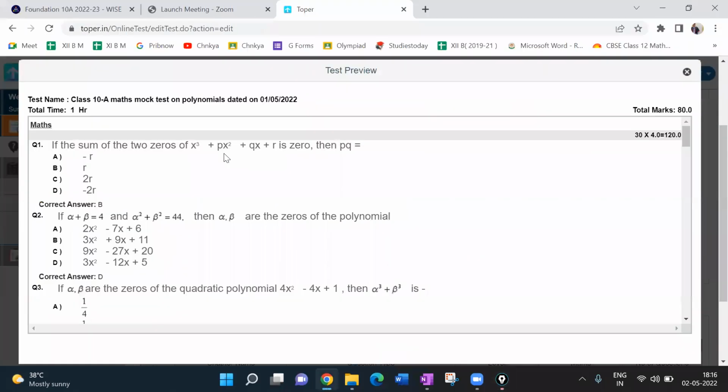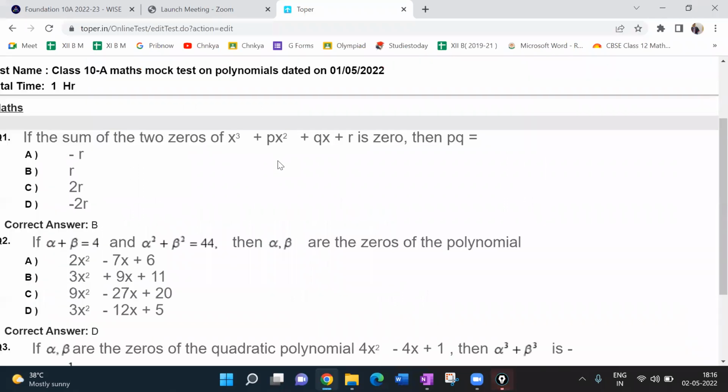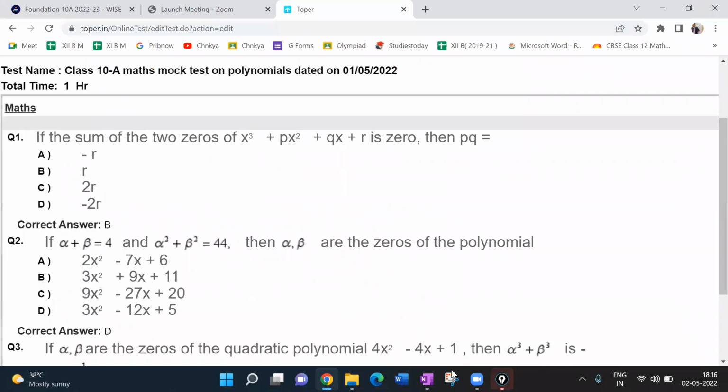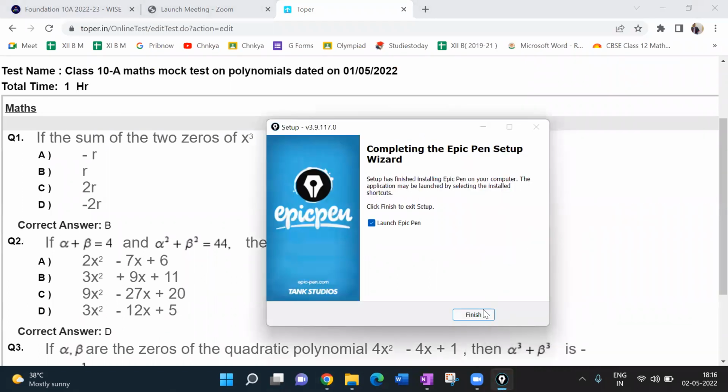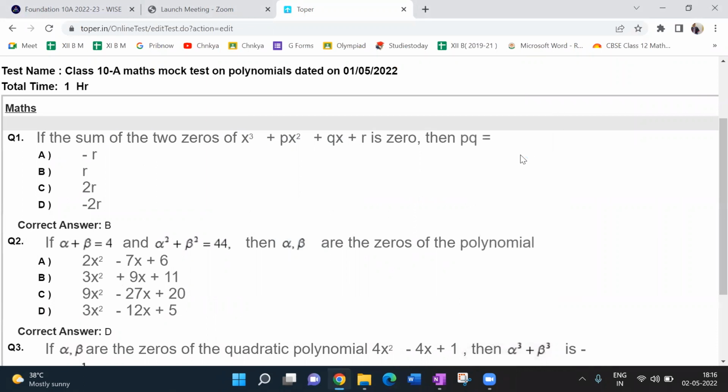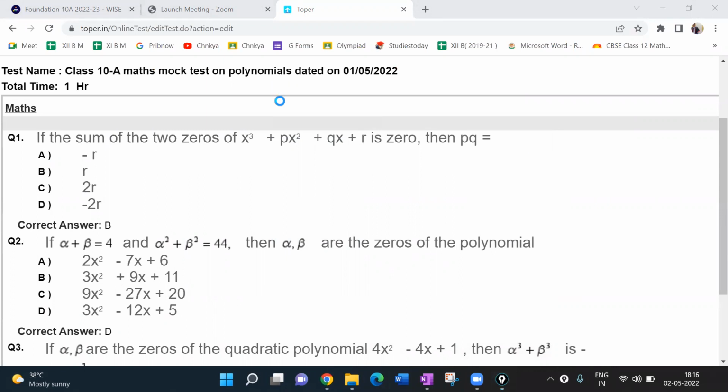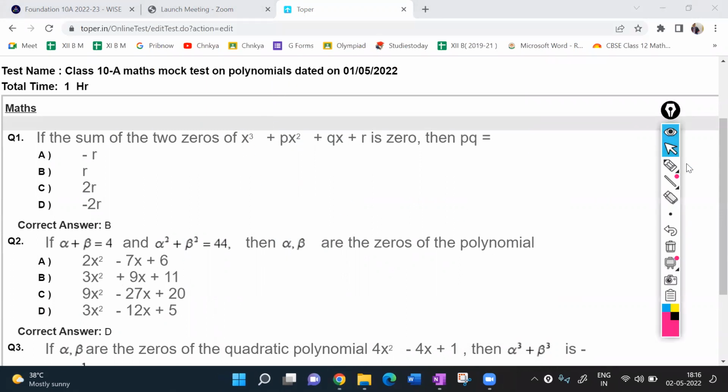Yes. Sum of the zeros of this cubic polynomial is 0. Then pq is what? How many of you did this question? I did it, sir. Yes, option B is correct. Sum of the zeros, what he has given, look at it here. Let me write here.